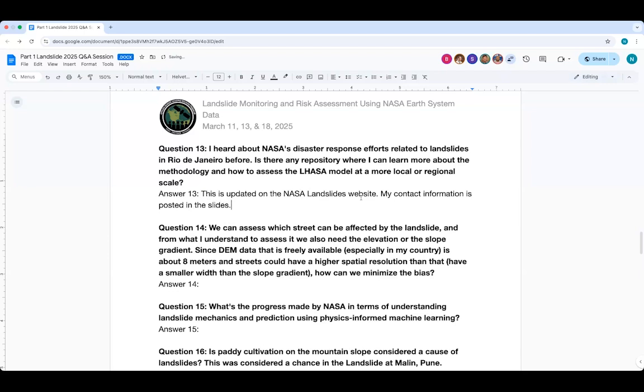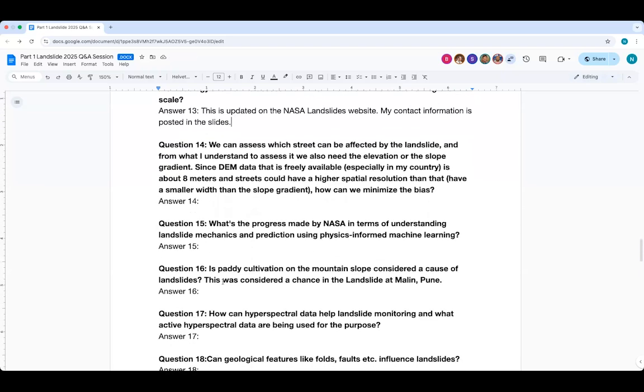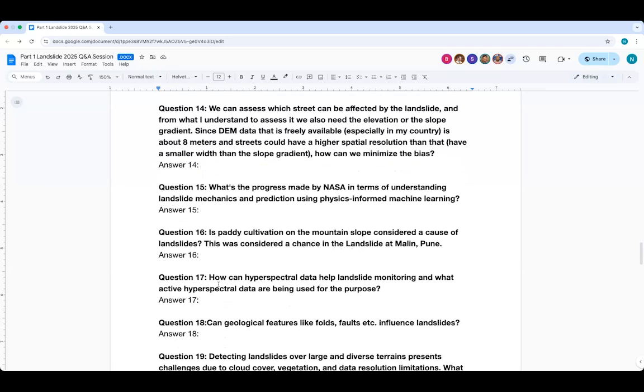Okay, wonderful. Question number 14. We can assess which street can be affected by the landslide. And from what I understand, to assess it, we also need the elevation or the slope gradient. Since digital elevation models, DEM data, that is freely available, especially in my country, is about 8 meters, and streets could have a higher spatial resolution than that, such as a smaller width in the slope gradient, how can we minimize the bias?